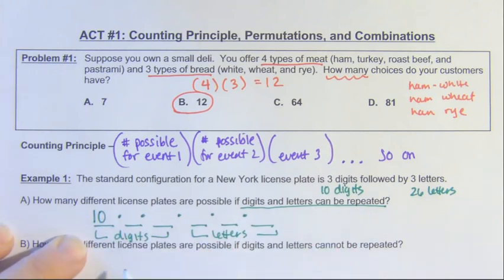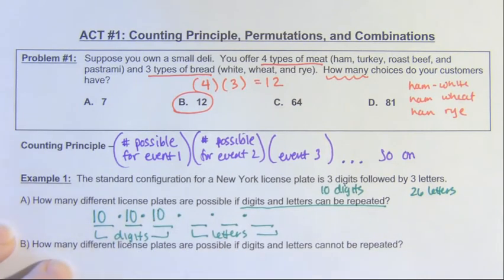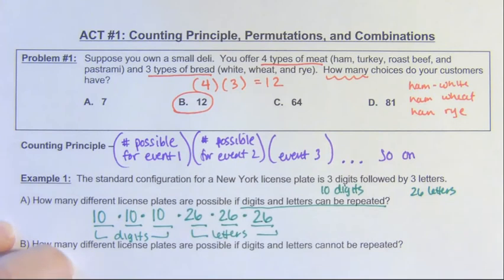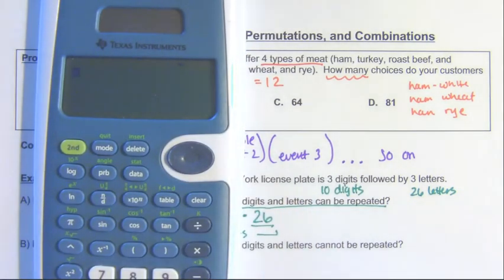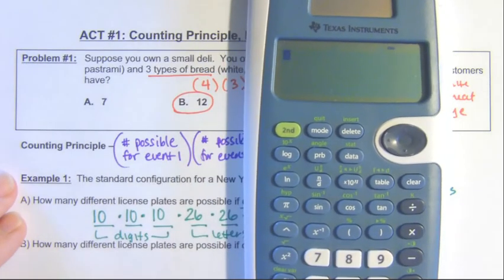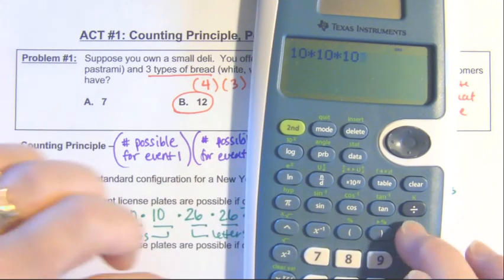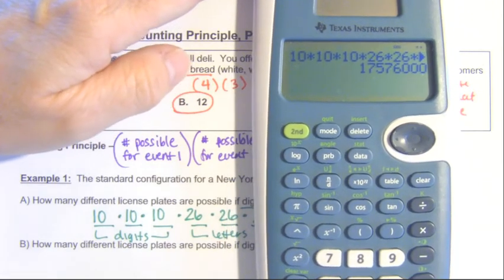So there's 10 possible digits. In the second space, I could have 10 possible digits. 10 for the third space. We move on to letters. There's 26 letters that I could put in each space. Again, I'm repeating the numbers because we can repeat the options on here. So let's type this in the calculator. I'm going to do 10 times 10 times 10 times 26 times 26 times 26. And I get a huge number.